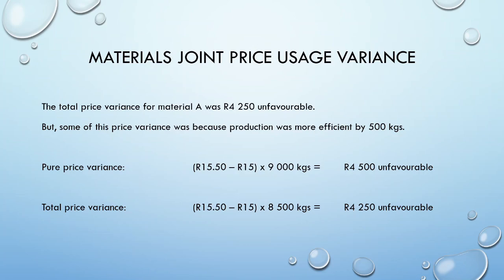We then calculate our joint price usage variance. Again, we take the difference in the price of 50 cents, but now we multiply it by the 500 kgs that we were more efficient on. This gives us 250 Rand. It is favorable because we did not spend the money. Added together, we then get our total price variance of material A of 4,250 Rand unfavorable.